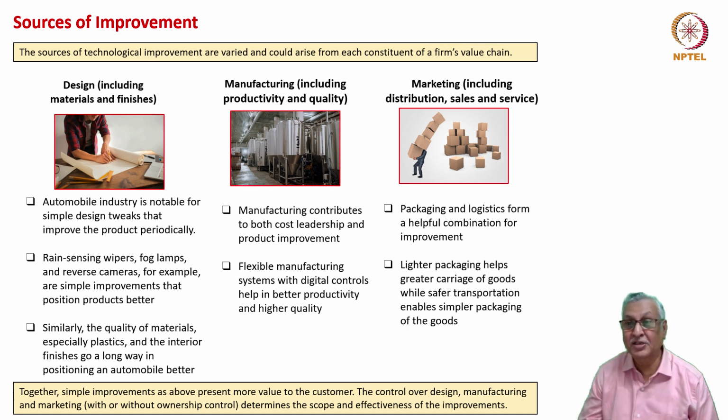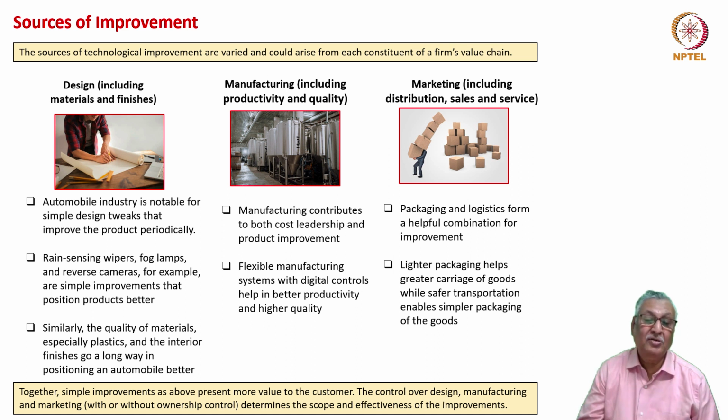Lighter packaging helps better carriage of goods. If you are able to ship more products, then the unit cost of transportation comes down. Safer transport enables simpler packaging of the goods, and because of that, lower defects or lower returns. Simple improvements that have been mentioned above represent great value to the consumer when they are all bundled together and they happen together. The control over design, manufacturing and marketing, with or without ownership control, determines the scope and effectiveness of the improvements. Again, we can go back to what we discussed earlier of co-development, co-integration, co-expansion, so that all these improvements are present in a product through collaborative effort.